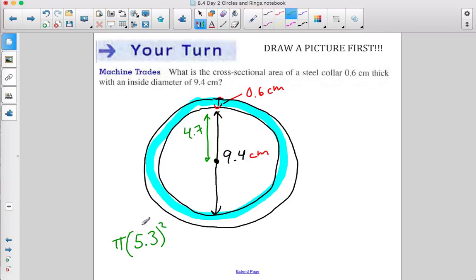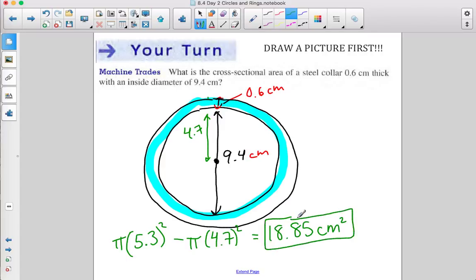So my large circle, pi r squared, is going to be found by doing pi times 5.3 squared minus the inside circle, which has a radius I just found of 4.7, so it'll be pi times 4.7 squared. Now I just run my calculator. So grab your calculator and run through it. When you do so, you should end up with a cross-sectional area for the collar that's equal to 18.85. Your units are centimeters squared.